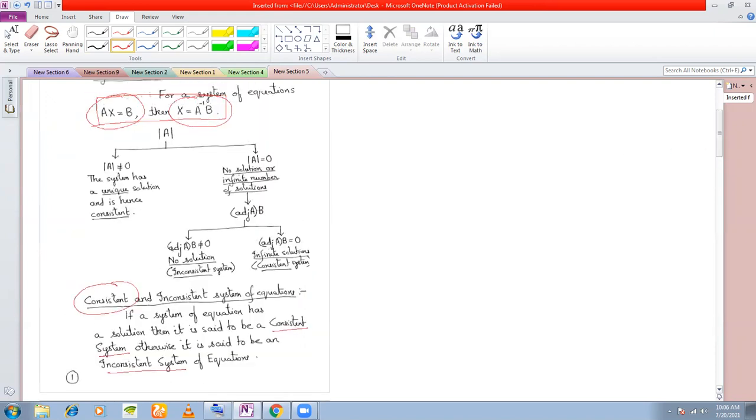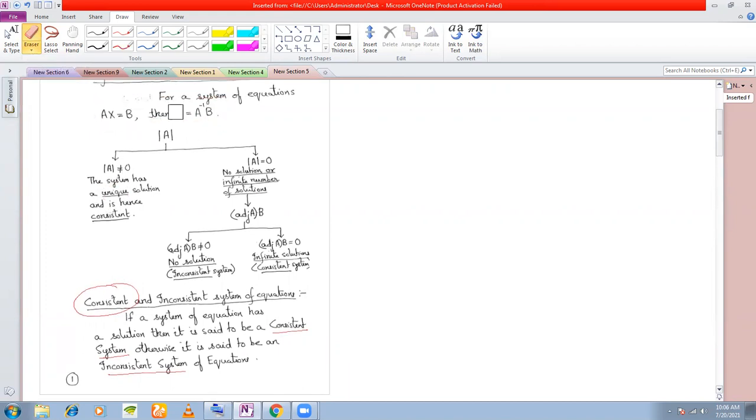Now, also a unique solution. What do you mean by unique solution? If a system of equations has exactly one solution, then it is said to have a unique solution. Now let us see how to check whether the system is consistent or inconsistent or has a unique solution.